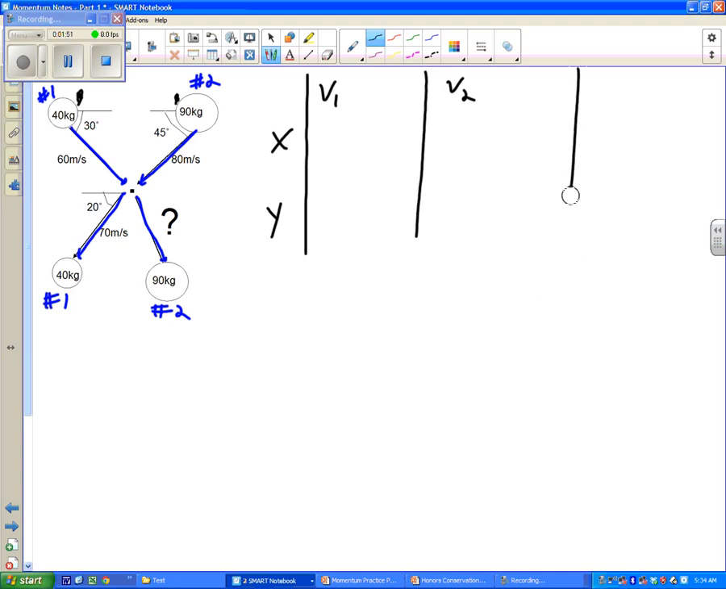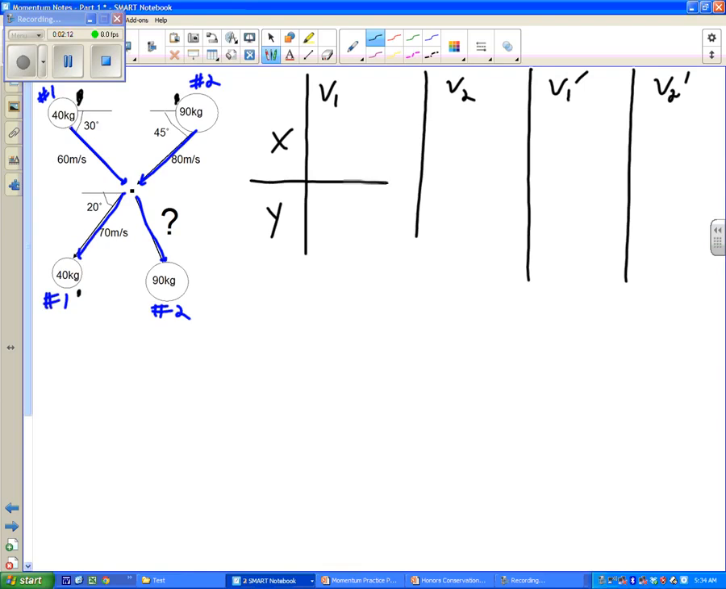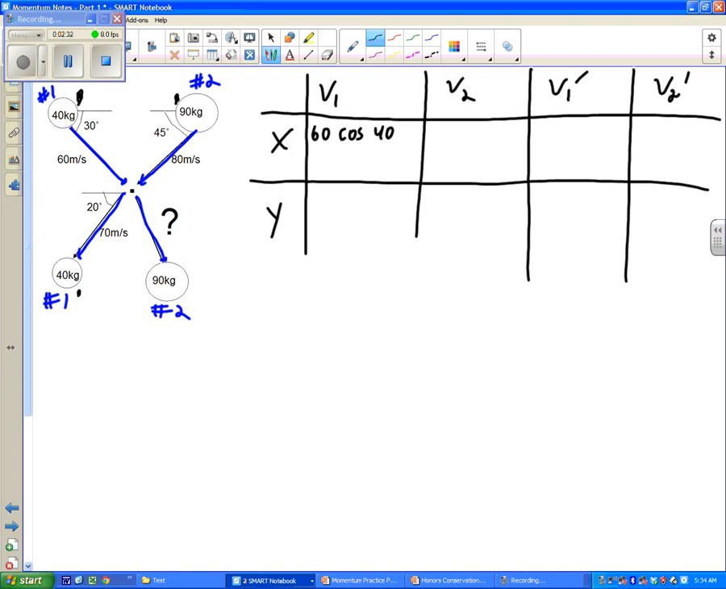And I'm going to run out of room. We have velocity 1 after the collision. That's this guy down here. And we have v2 after the collision. All right, we are going to use our trig functions. So for the x part, for number 1, is basically going to be 60 cosine 30. And the y part would be 60 sine 30.